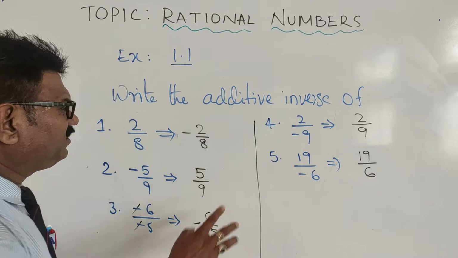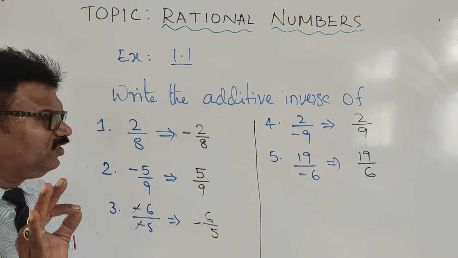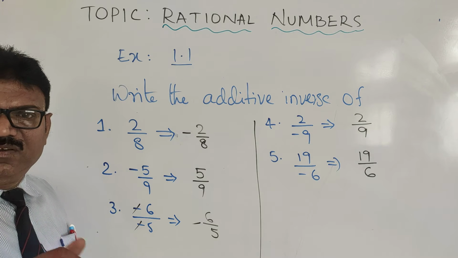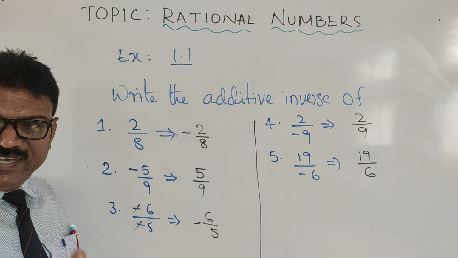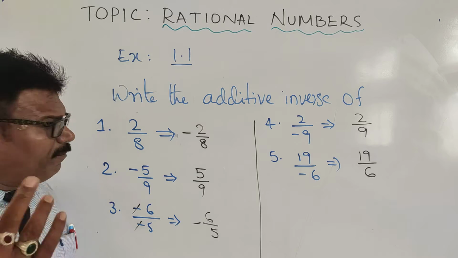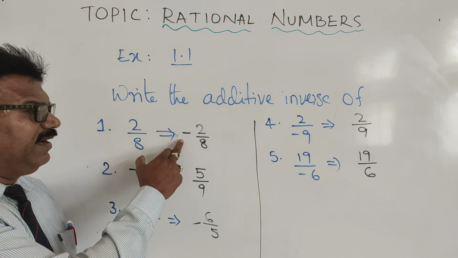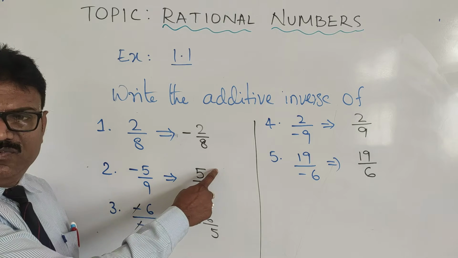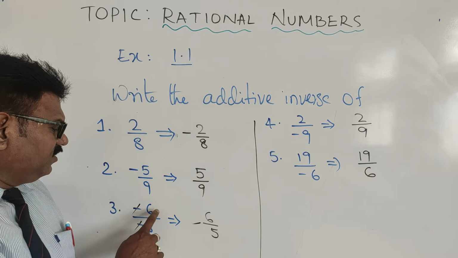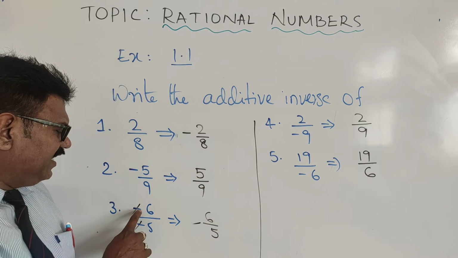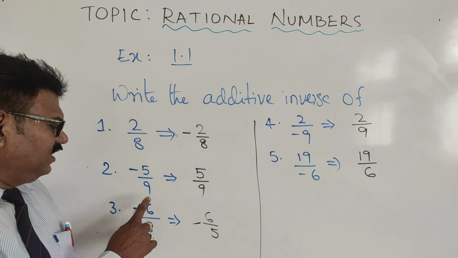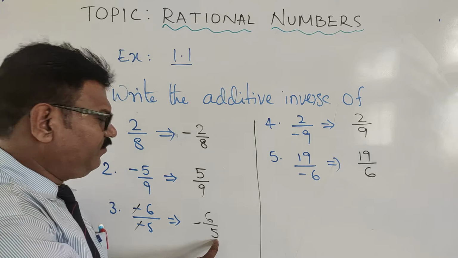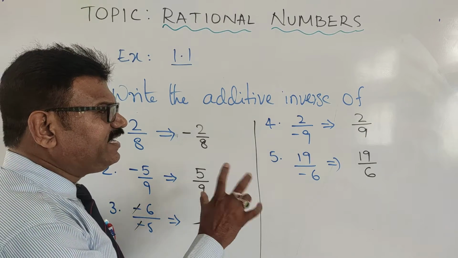Write the additive inverse. I told you additive inverse means we should change the sign. If plus is there, we should write minus. If minus is there, we have to write plus. So 2 by 8 gives minus 2 by 8, minus 5 by 9 gives 5 by 9. Then 6 by 5: here minus is there, here minus is there, therefore cancel both minus. So the answer is minus 6 by 5. I am writing only the answer.